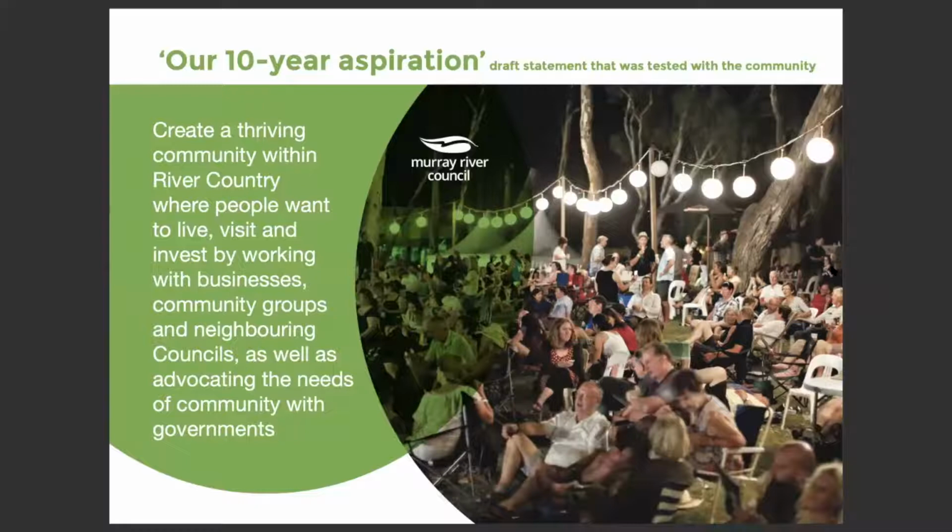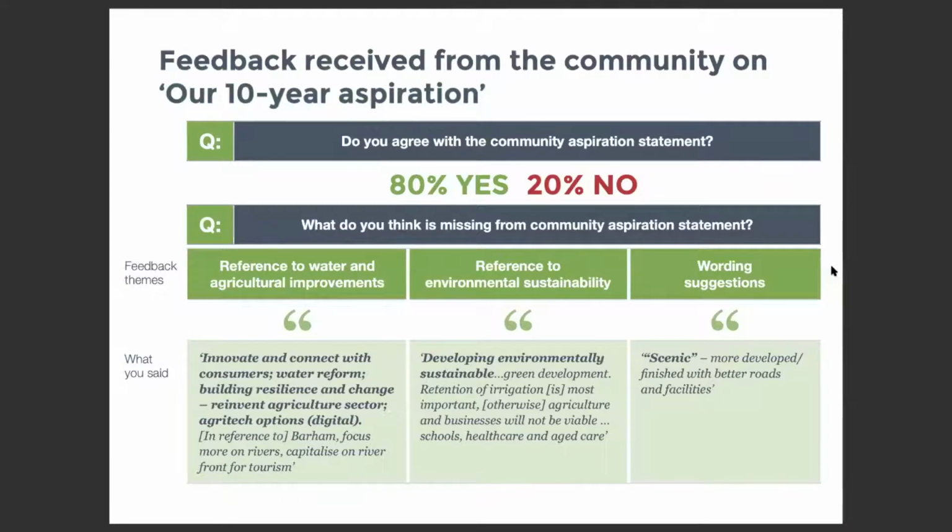We then tested our 10-year aspiration to create a thriving community within River Country where people want to live, visit, and invest by working with businesses, community groups, and neighbouring councils, as well as advocating the needs of community with governments. And so again, we asked if you agreed with the statement, and 80% of you said yes. We again asked you if there was anything missing from the community aspiration statement. And you can see here that there's a reference to environmental sustainability that could be integrated into the aspiration statement.